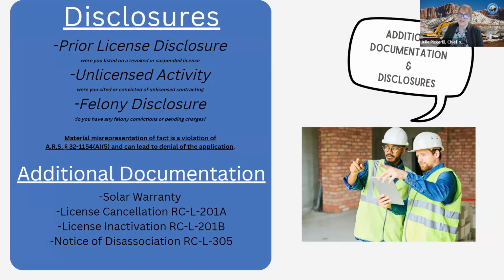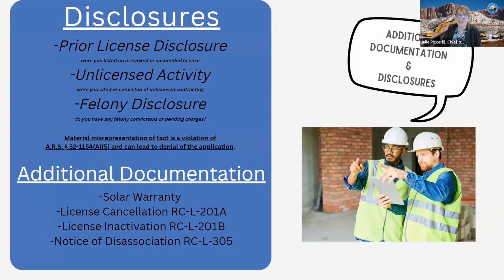There's additional documentation that's also necessary if you want to do solar. You do need to submit a solar warranty with your application. And again, if you're doing it through the portal, there is a place to upload that at the end of the application. Then if you want to cancel a license, so maybe you have a license, but you're getting a bigger license or a broader license, you may want to cancel a license you have now. You can do that with the application through the portal or submit it as documentation.